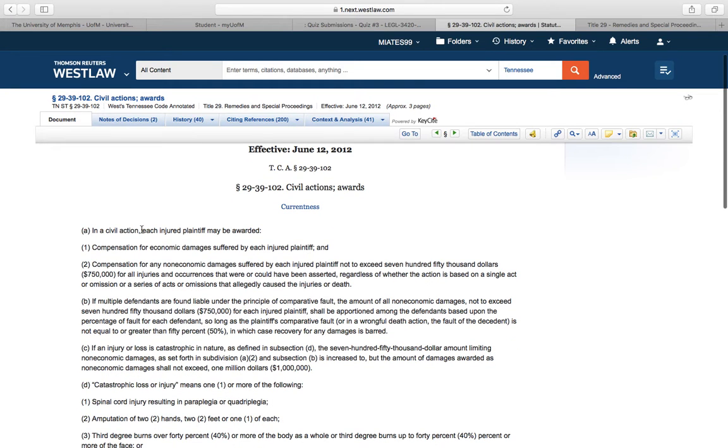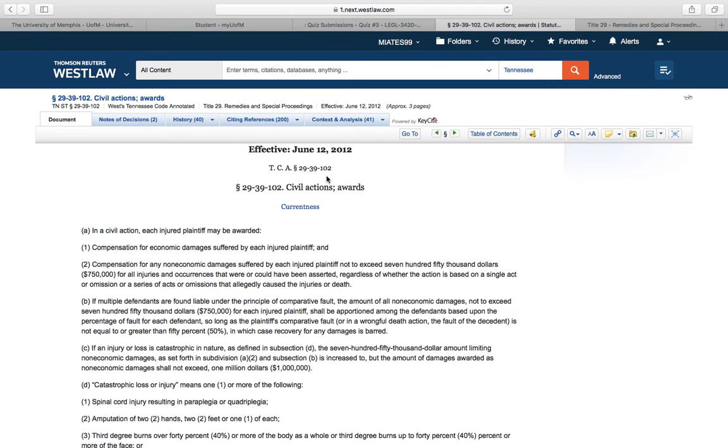But it said in the civil action, which is what we're looking for, each injured plaintiff may be awarded compensation for any non-economic damages, which is another term we're looking for, suffered by each injured plaintiff not to exceed $750,000 for all injuries and occurrences that were or could have been asserted, regardless of whether the action is based on a single act or omission or a series of acts or omissions that allegedly caused the injuries or death. Because it said not to exceed, I was thinking maybe that's where they placed the cap, at $750,000 for compensation.